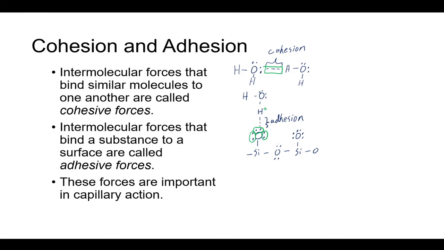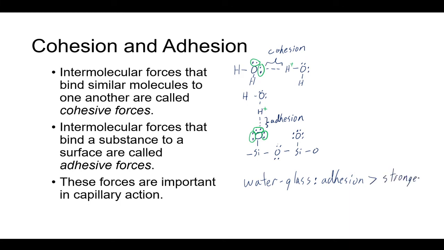Whereas this hydrogen right here, that is basically an H+, is really just seeing 1 and maybe a little bit of a second lone pair on this water. 3 lone pairs, 6 electrons, are greater than 4 electrons. So for water, we'll make the comment down here. For water on glass, adhesion is going to be stronger than cohesion.